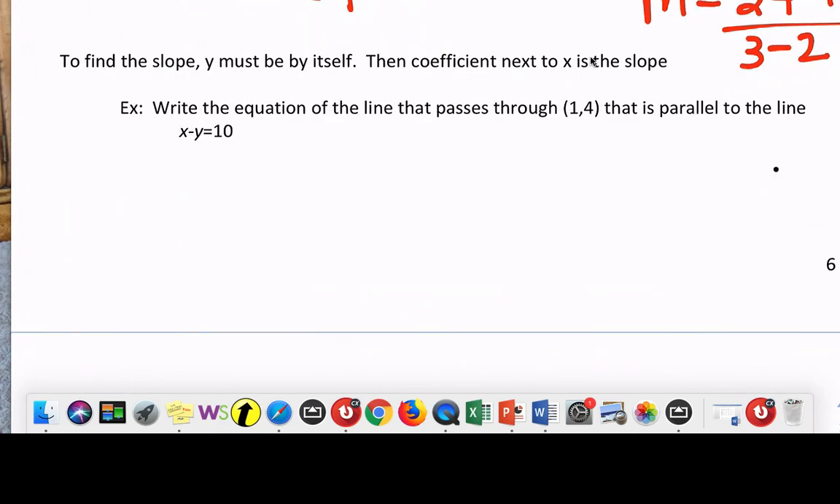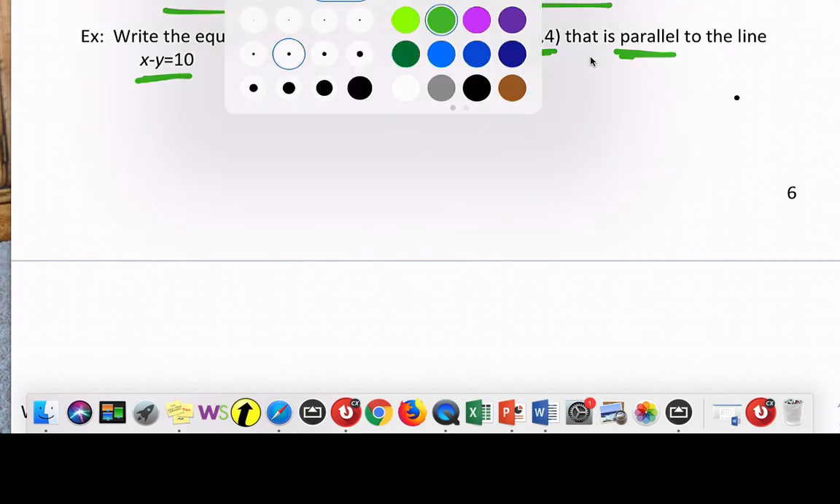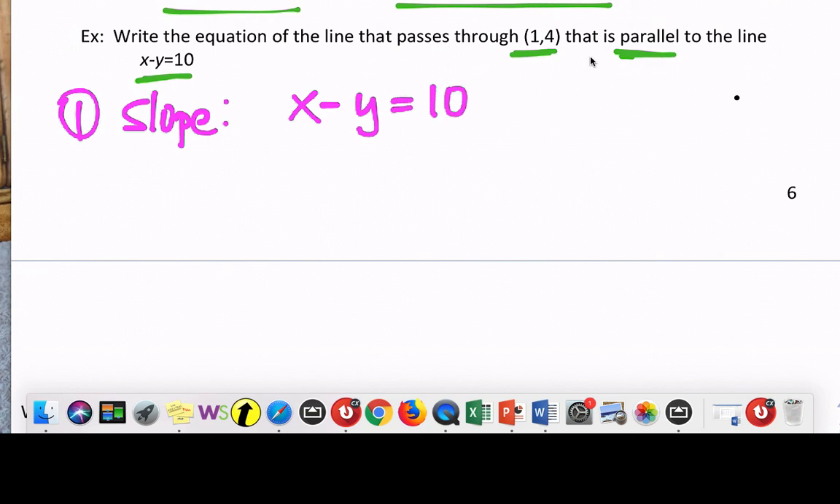Okay, to review, if you want to find slope in an equation, you have to get y by itself, and the number next to the x is the slope. So let's do an example here. Write the equation of the line that passes through (1, 4) and is parallel to this line. We need to do two things, slope and y-intercept, and we should always start with our slope first. Our slope is parallel to this, x minus y equals 10.